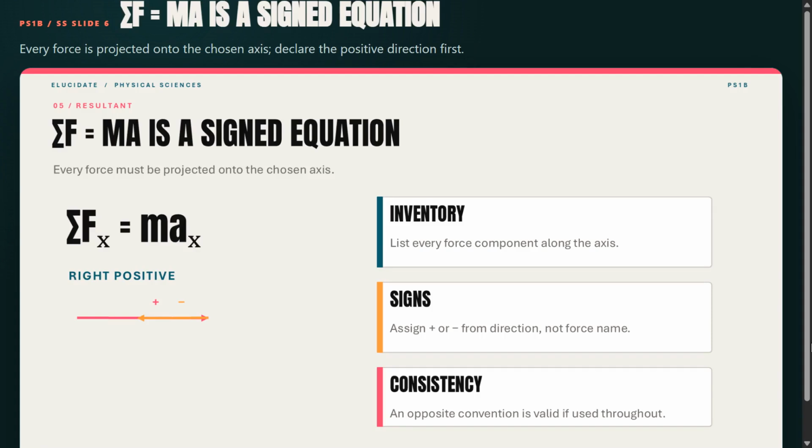This whole stage is about one idea: F net equals ma is a signed equation. Before you calculate, you declare a positive direction, then you project every force onto that axis. A force pointing with the positive axis is positive, a force pointing against it is negative. Arrow direction, not the name of the force, decides the sign. Right positive and left positive are both accepted, as long as you use your choice consistently.